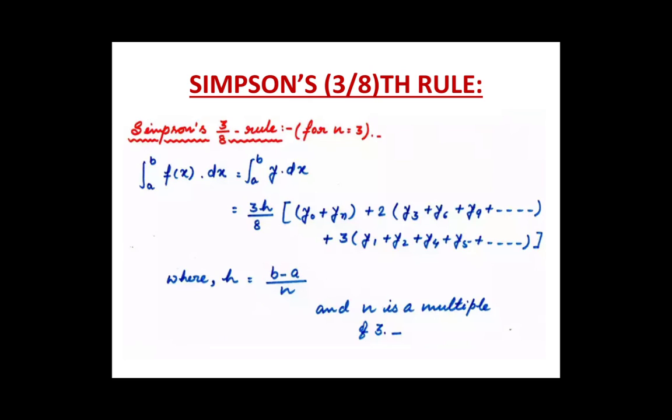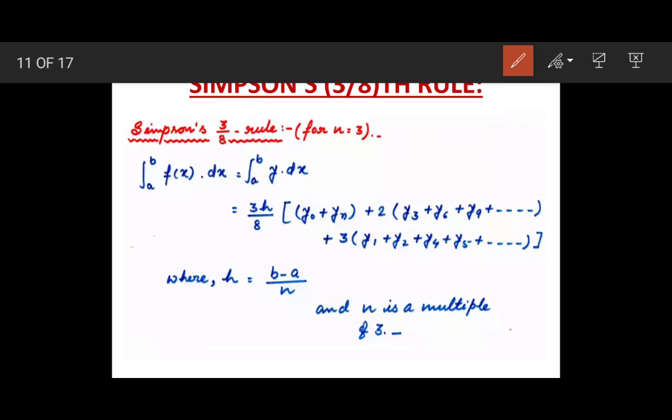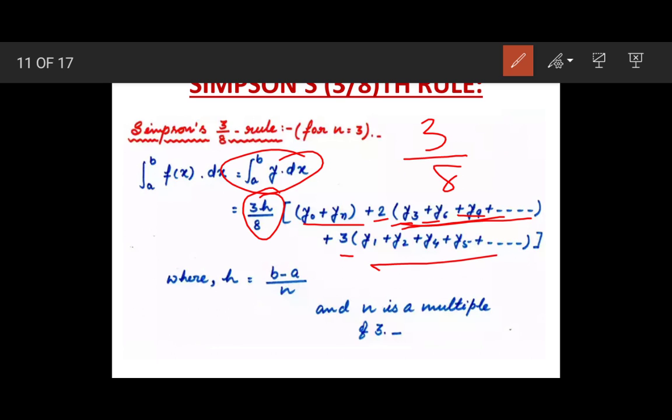So let's start with Simpson's 3/8 rule formula. The formula is integral a to b f of x dx, that is equal to integral y dx, and that is equal to, now the formula of Simpson's 3/8, 3h upon 8 into y0 plus yn, first value plus last value, plus 2 into y3, y6, y9, and so on. These are the multiples of 3. So 2 into multiples of 3 plus 3 into remaining terms.